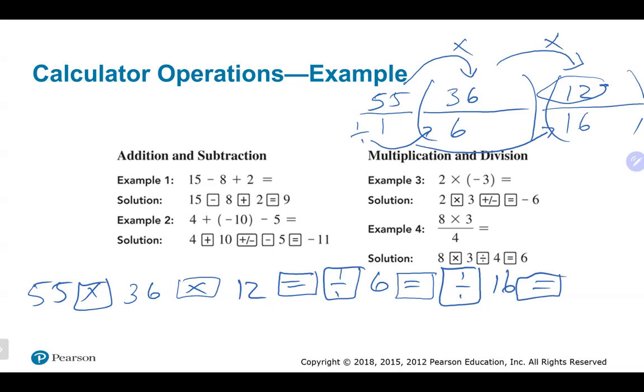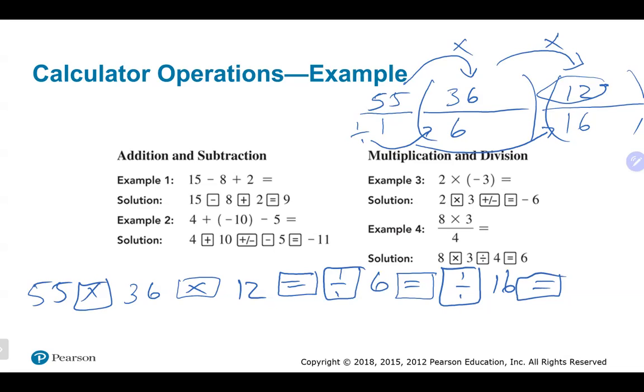Again, if you try to punch it in 55 times 36 times 12 divided by whatever it is there, 6 divided by 16, with no parentheses or anything like that, your calculator is most likely going to do the wrong math. And people are always amazed, like, I don't understand how I got the wrong answer. I got it all set up. And a lot of the problem comes with somebody trying to punch way too much stuff in there.